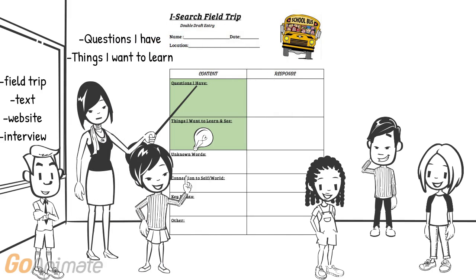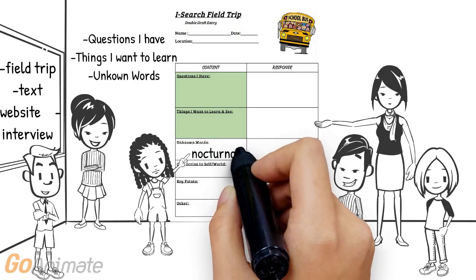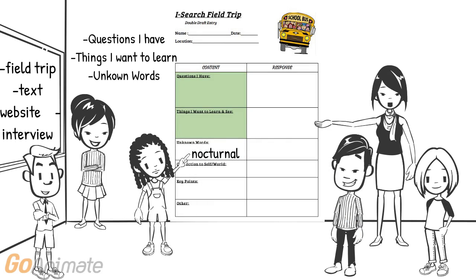That's right. The green means it is the part we do right away. These 2 boxes on the content side are where we list the questions we have about the zoo and the things we want to learn. The content side of the chart is also where you might write words you don't know that you hear during our field trip.